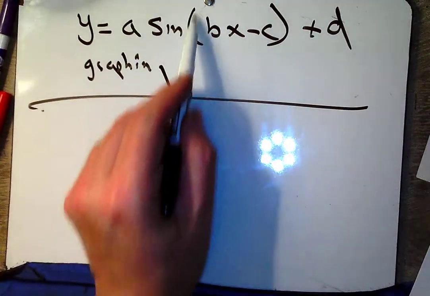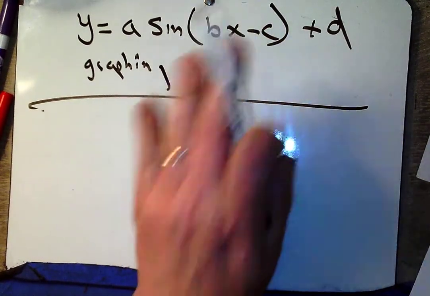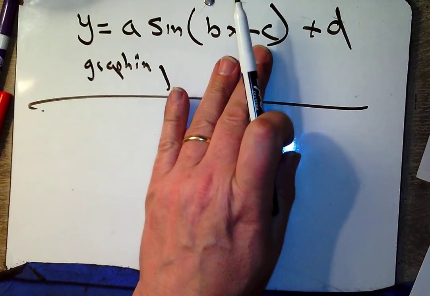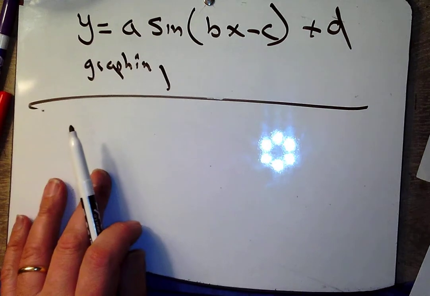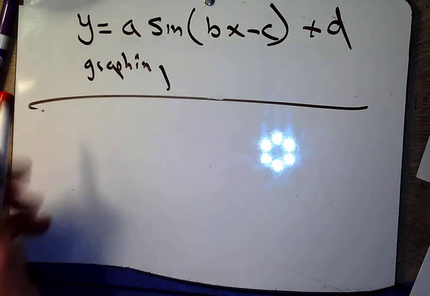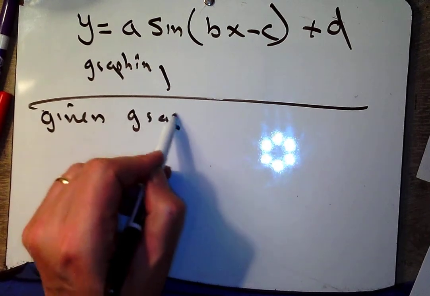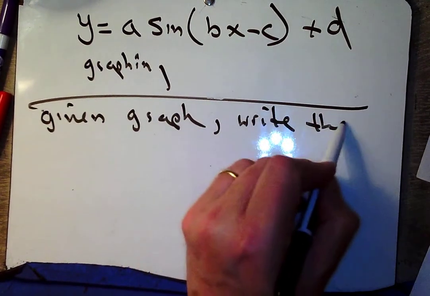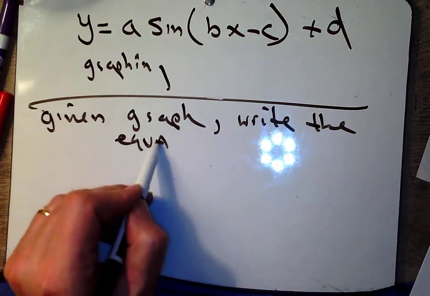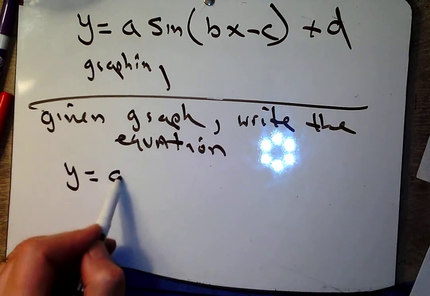Okay, one set of parentheses. It works pretty well. I just set this equal to 0 and 2 pi, where the period normally starts and ends, to get the new transform starting and ending points. Well, when I'm given a graph and want to write the equation, I'm not going to quite use this. I'm going to use this.